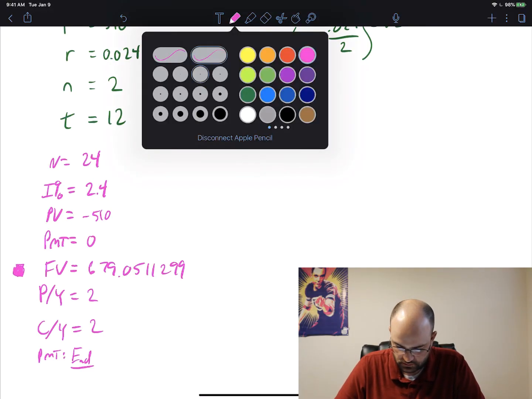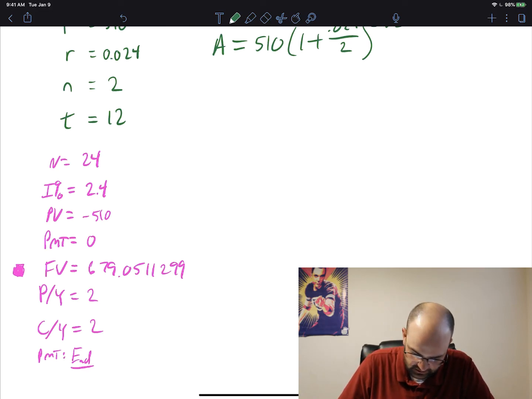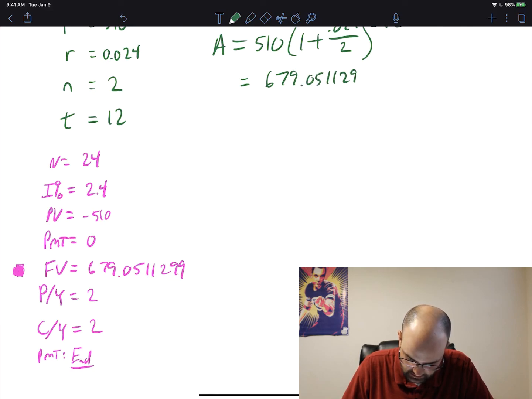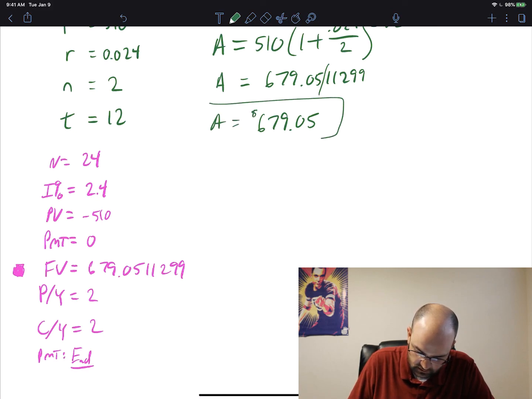Hello, welcome back to the notes. And in the notes, I need to go ahead and finish this out. So we have 679.0511299. Awesome, that's the future value. And because we're working with money, cut it off at the pennies. So $679.05. That will be the compound amount, aka the future value.